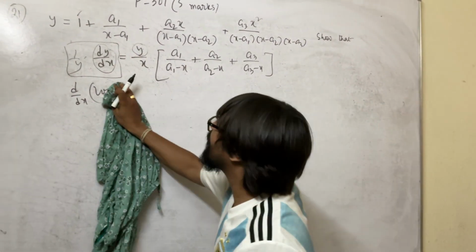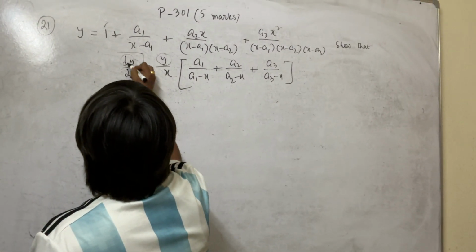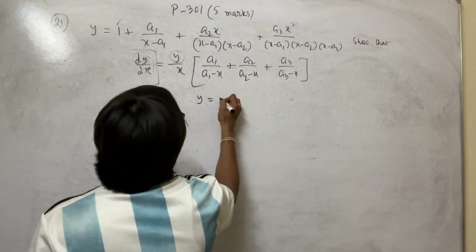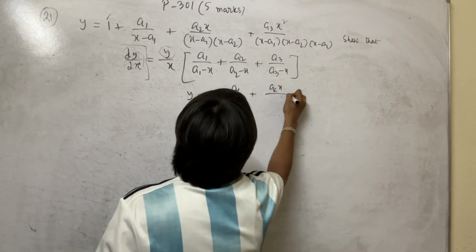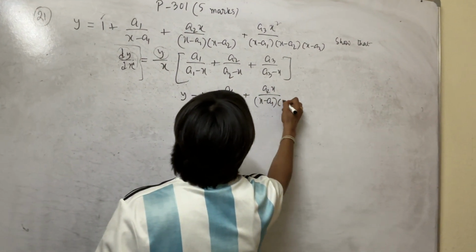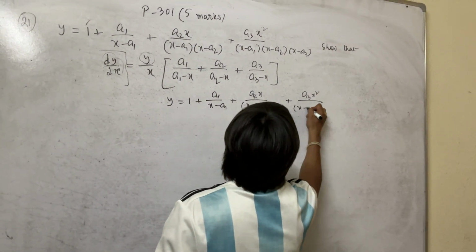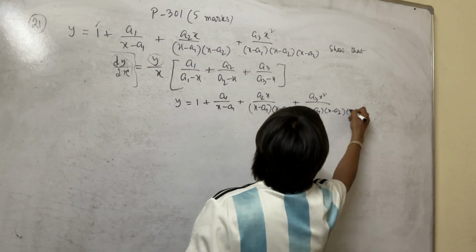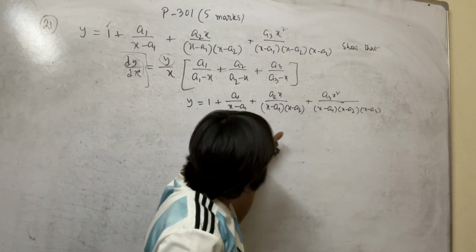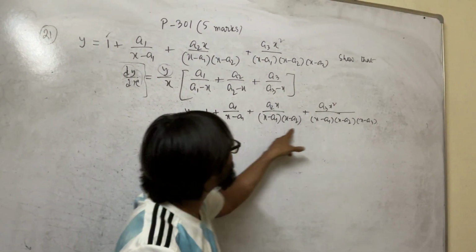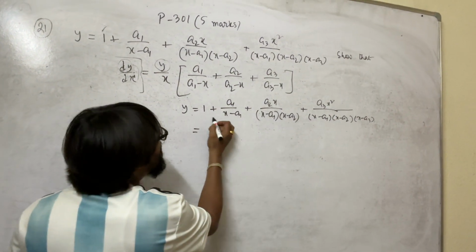So now I will apply that. How do I do this? I check the expression carefully. So y equals 1 plus a1 by x minus a1 plus a2x by (x minus a1) into (x minus a2) plus a3x squared by (x minus a1) into (x minus a2) into (x minus a3). Now look at this. I can take the LCM of the denominators here, but that will only complicate my problem. Let's do it part by part.